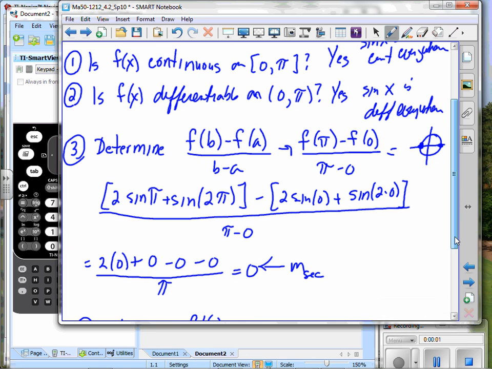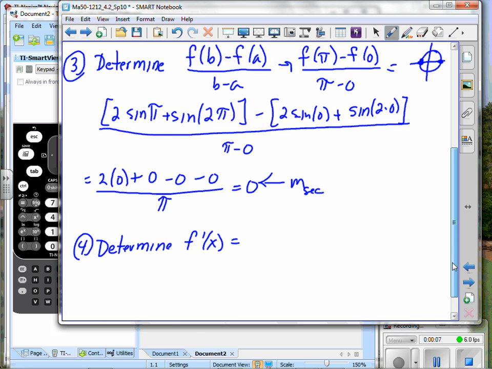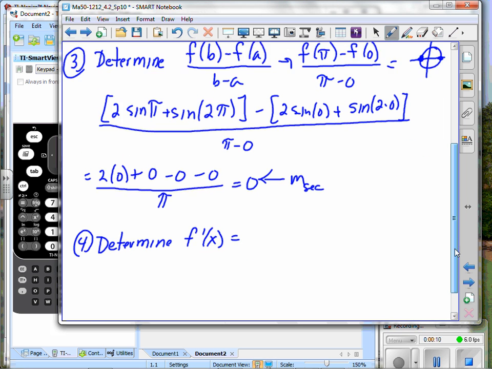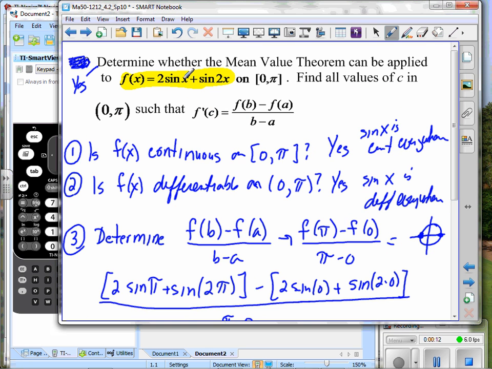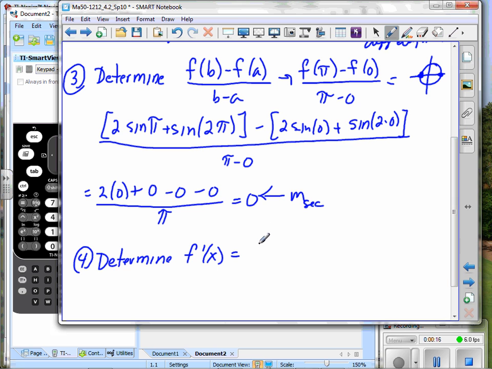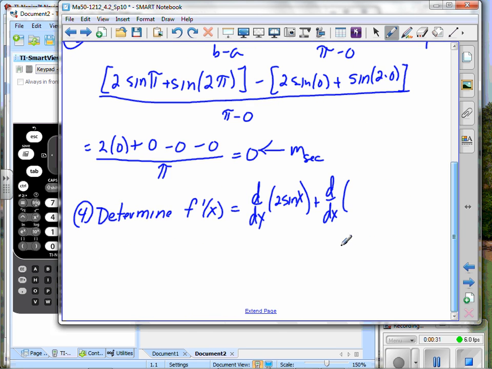What we did was to go down and determine that the slope of the secant is equal to 0. We're now determining the slope of the function. So let's see, I've got to take 2 times the derivative with respect to x of 2 sine x, plus the derivative with respect to x of sine 2x, as I recall. Yep.